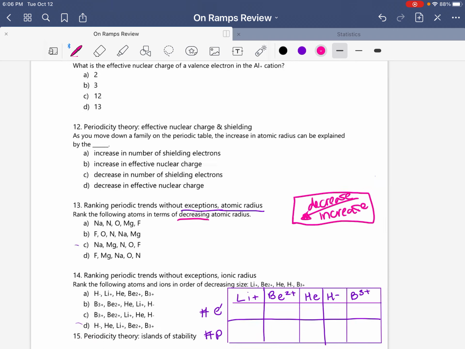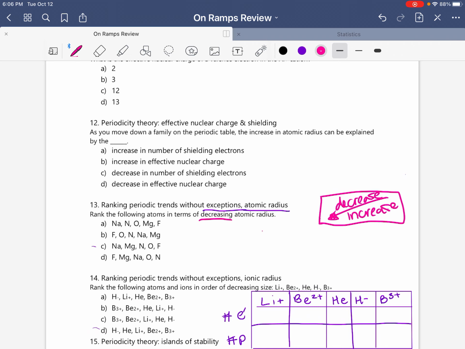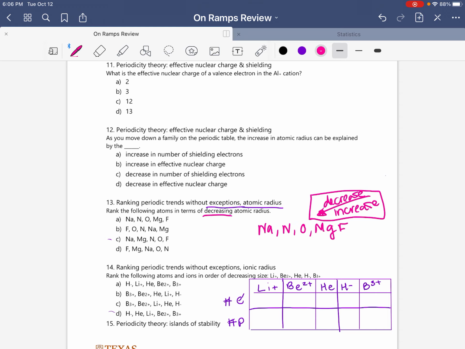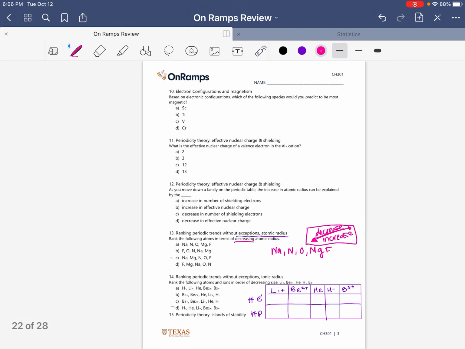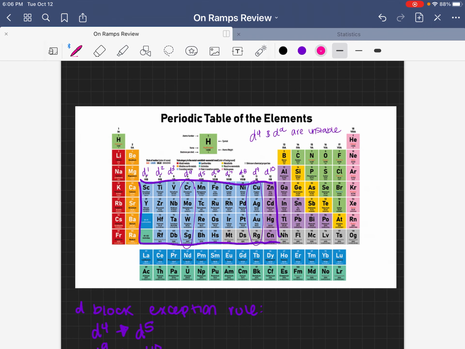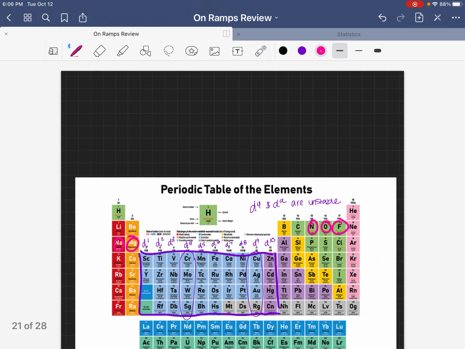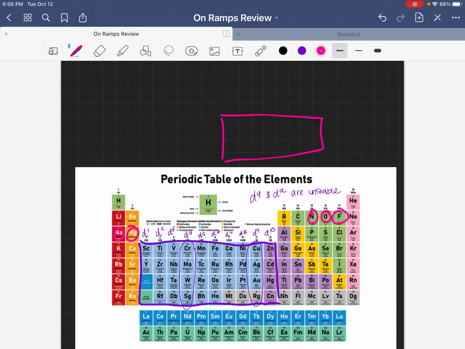So let's look at these. The elements that we have are sodium, nitrogen, oxygen, magnesium, and fluorine. So I am going to go ahead and circle them on the periodic table. So Na, Mg, N, O, F. So remember, decreasing goes this way, increasing this way.